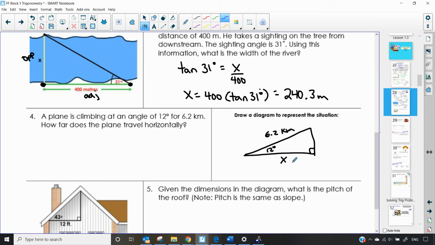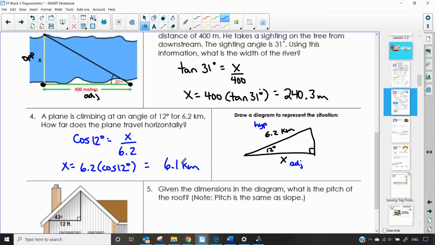So labeling our triangle, this will be adjacent and hypotenuse. And adjacent and hypotenuse is cosine. So cosine of 12 degrees is x over 6.2. Solving here, it's going to be x is 6.2 times cos of 12 degrees. And plugging that into your calculator, you're going to get 6.1 kilometers.